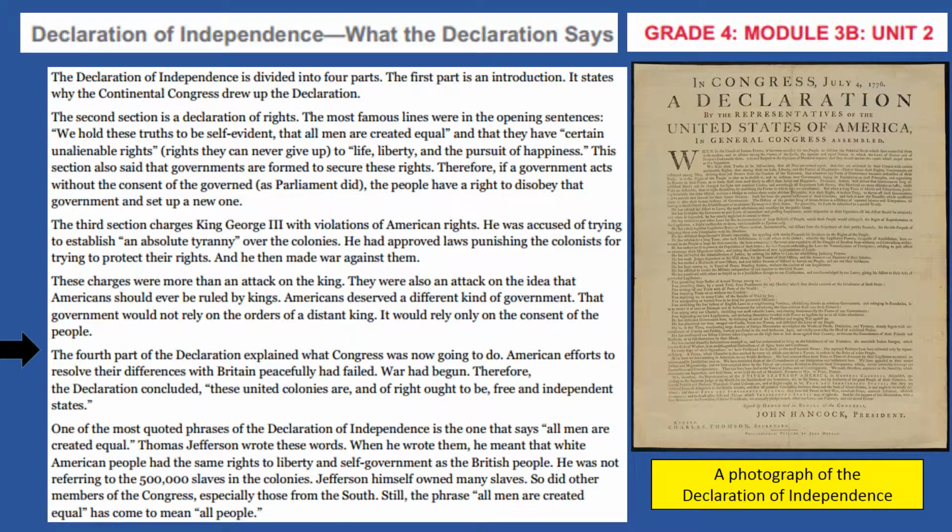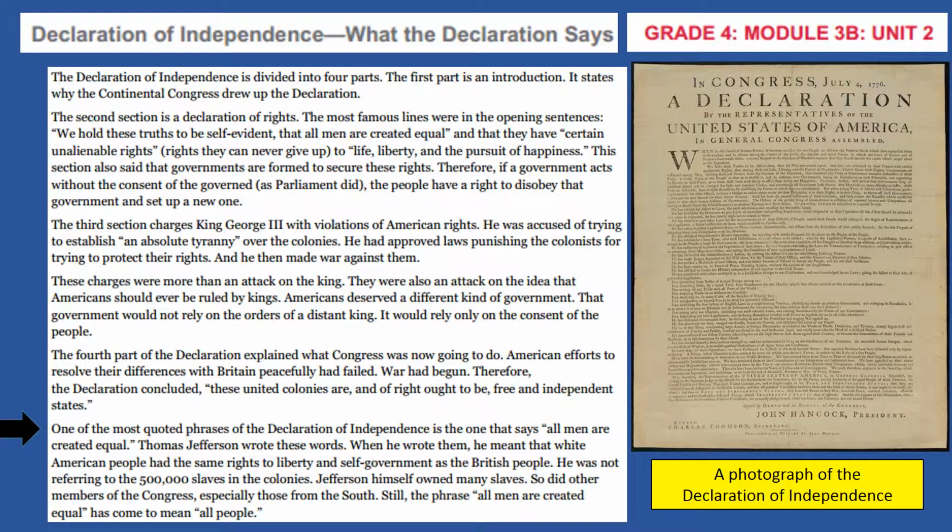The fourth part of the Declaration explained what Congress was now going to do. American efforts to resolve their differences with Britain peacefully had failed. War had begun. Therefore, the Declaration concluded, these united colonies are, and of right ought to be, free and independent states.